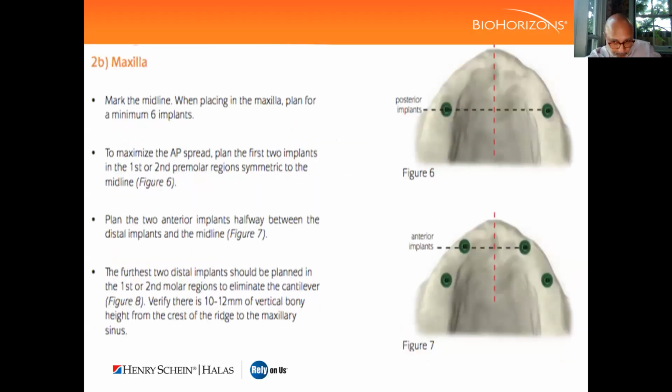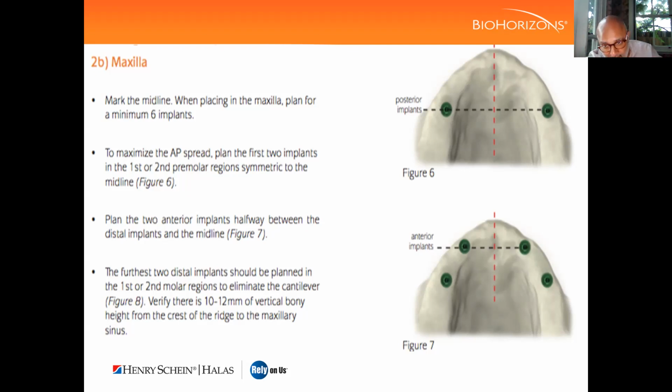Okay, so with the maxilla, we didn't go into this as much last time, but we didn't go into it at all. So, marking the midline is a good idea. It allows you to see if you planned accordingly, and there's a way that we measure in front of the sinus, and to see where you're going to place those most posterior implants. Then anterior, you have to see where you have bone. And if you have plenty of bone, like this case, you'll pretty much place them anywhere.